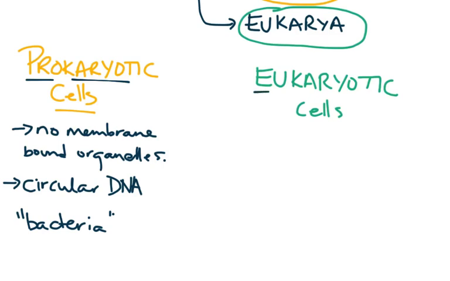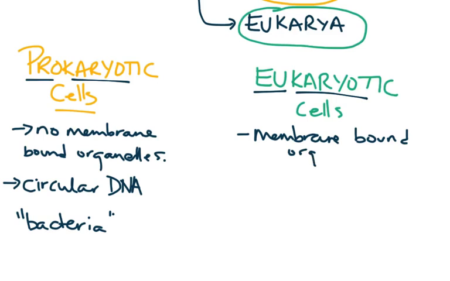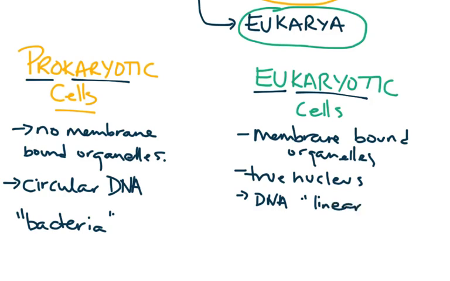Eukaryotic, on the other hand, eu meaning good, karyon meaning nucleus. So these have membrane-bound organelles. And they have usually a true nucleus, i.e., there's a membrane around the DNA. And often the DNA is linear. I'll say linear, but it's still in a double helix coil, but the actual things are strands of DNA, not circular.